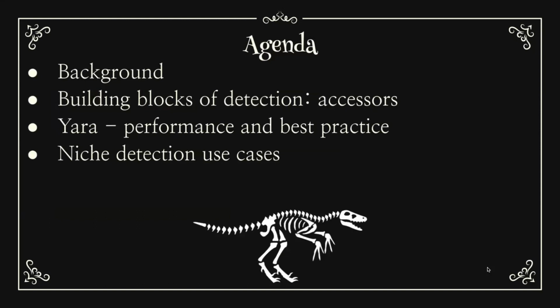The agenda for today, or for these sessions, is we're going to cover off some background, like we do with a lot of Velociraptor stuff. We're going to cover off a little bit on VQL and accesses and do some labs around that. We're going to talk about performance and best practice, and then we're going to cover some labs around niche detection use cases that I think are pretty good.